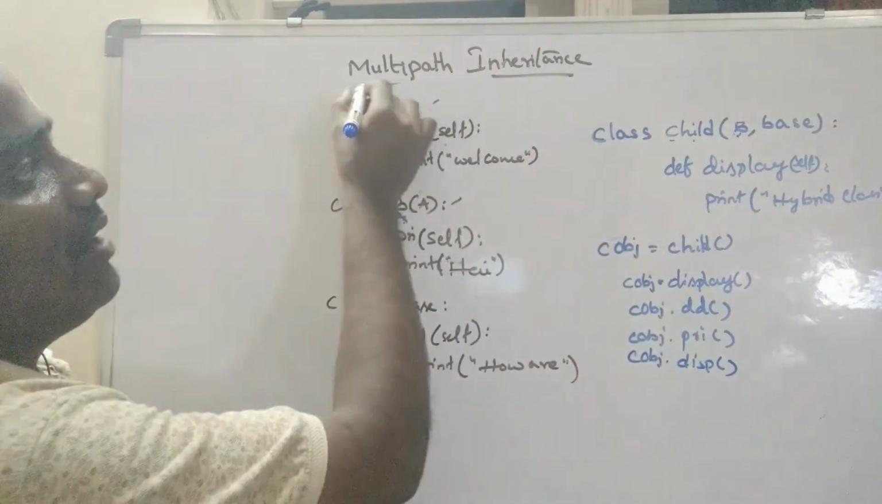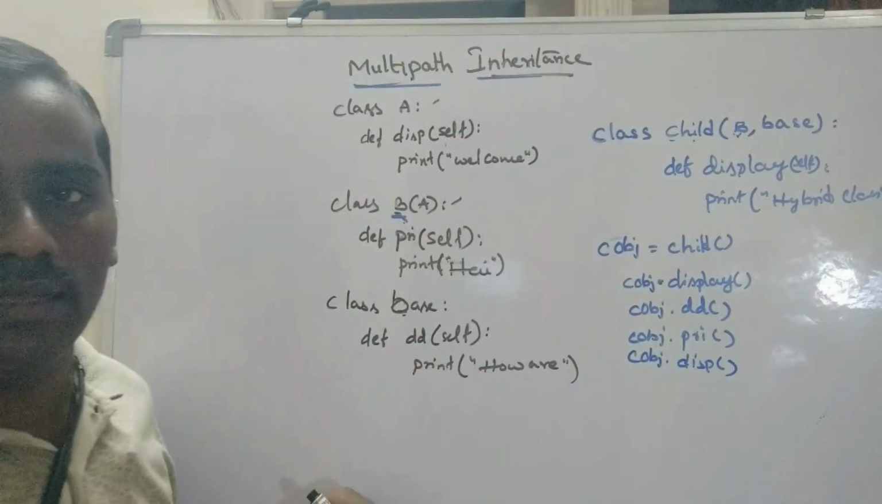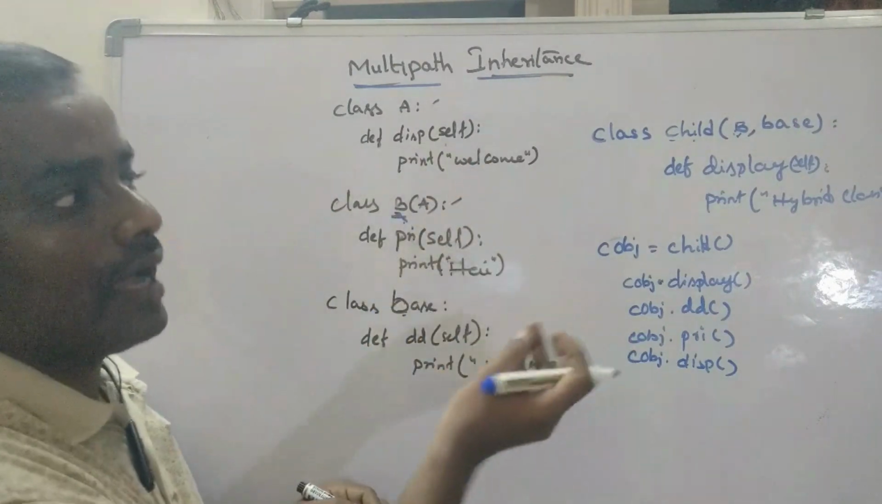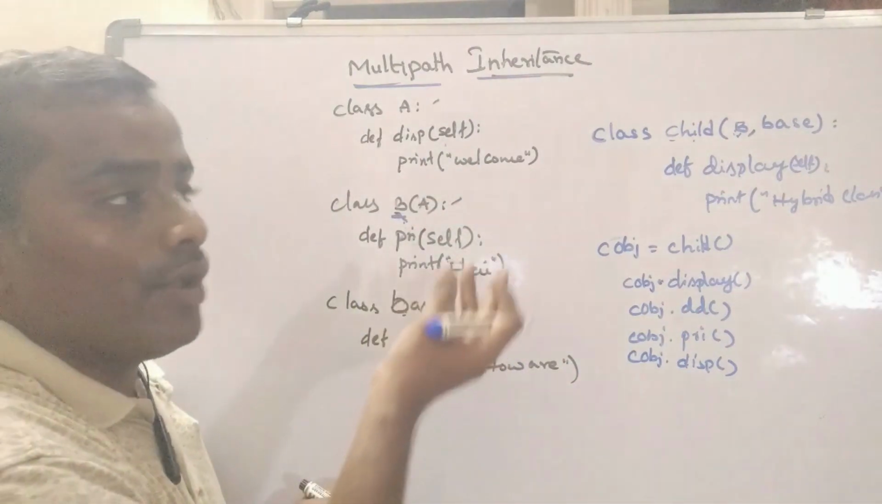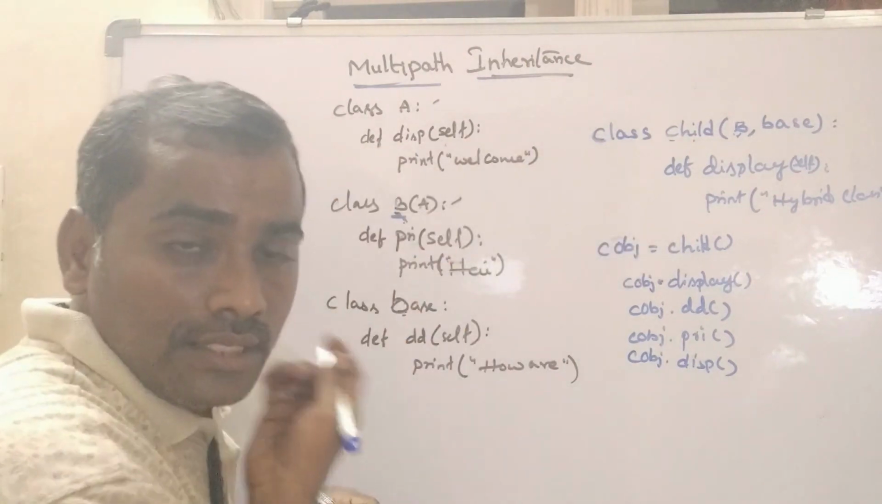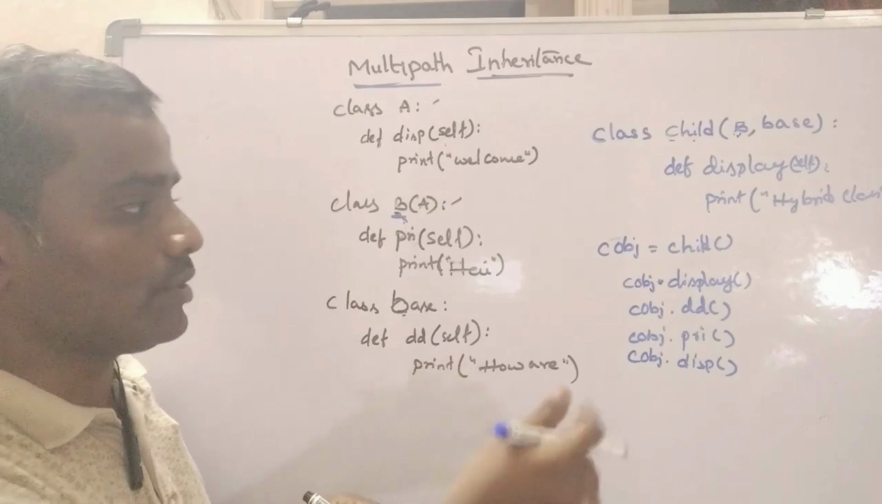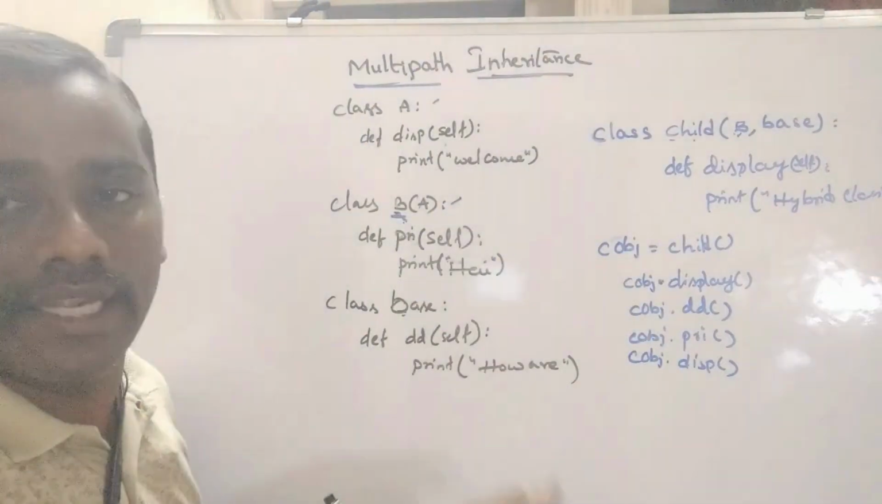It is the concept of multipath inheritance. Multipath inheritance or hybrid inheritance means we acquire the properties, or derive a new class, from already derived classes of more than one class. This is called multipath inheritance.